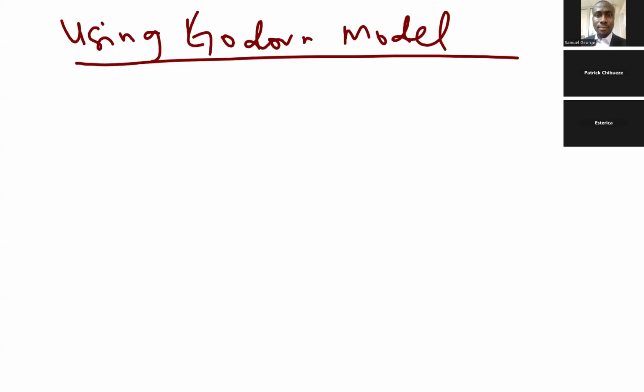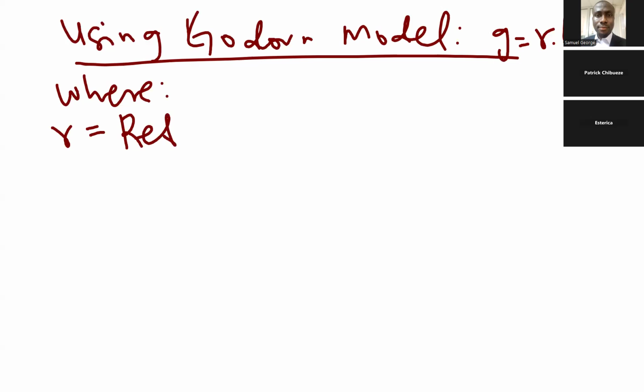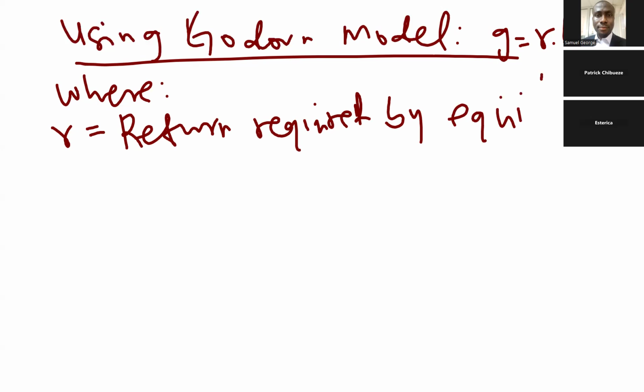G is equal to R times B, where R is the return required by equity holders or shareholders. Return required by equity holders.